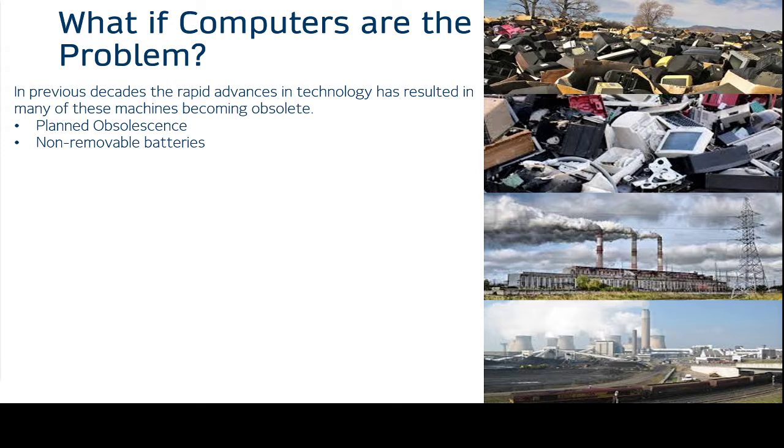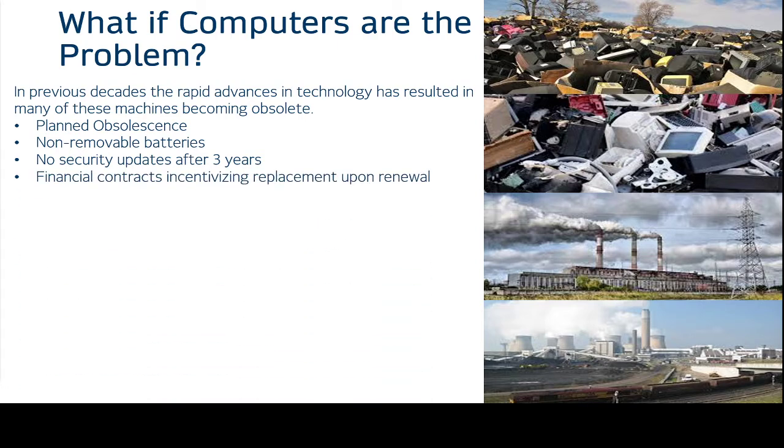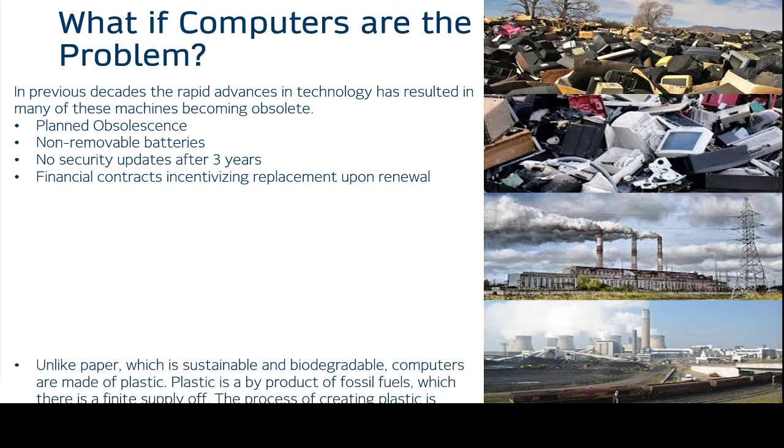Non-removable batteries. So before, the battery was typically a component that wears out over time, batteries store less charge, and if you can't remove them, then typically the effort to go and replace them can be worse than actually having to buy a new device. It could be much cheaper, better to just buy the new device. And no security updates after 3 years, mentioned that. Financial contracts incentivizing replacement upon renewal. So financing options for IT equipment, and then when the period for that financing is up, there are incentives to replace a device, so you're constantly on a financial contract to pay it up.